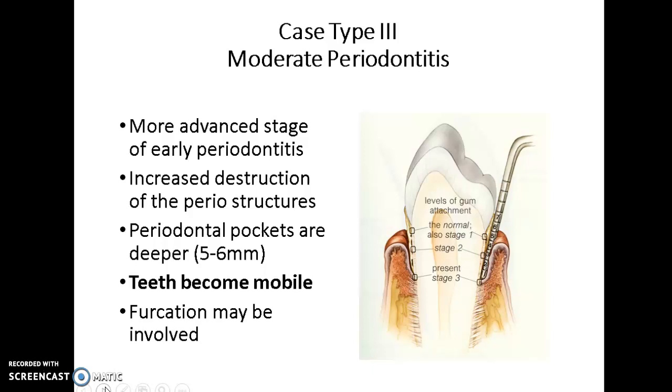Teeth do become mobile at this stage because we have more of the tooth outside of the supporting structures than what is resting inside of it and is stable. Bifurcation of multi-rooted teeth may be evident at this point as well. So we have the levels of the gingival attachment. Normal is around here, stage 2, and now we're at stage 3.